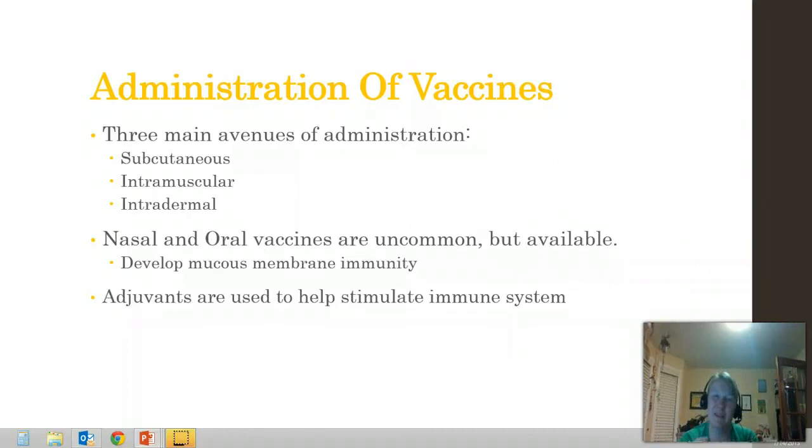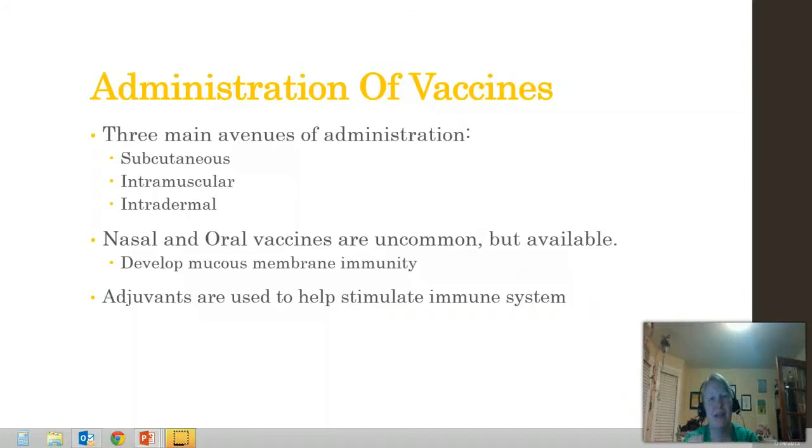What's awesome about the nasal and the oral vaccines that the other ones don't provide is they stimulate your IgA, which gives you mucosal protection, which gives you basically a new front line of defense against that pathogen that the vaccine is for. So if you can develop mucosal immunity, this is a gold mine for protection. These vaccines almost always include adjuvants.